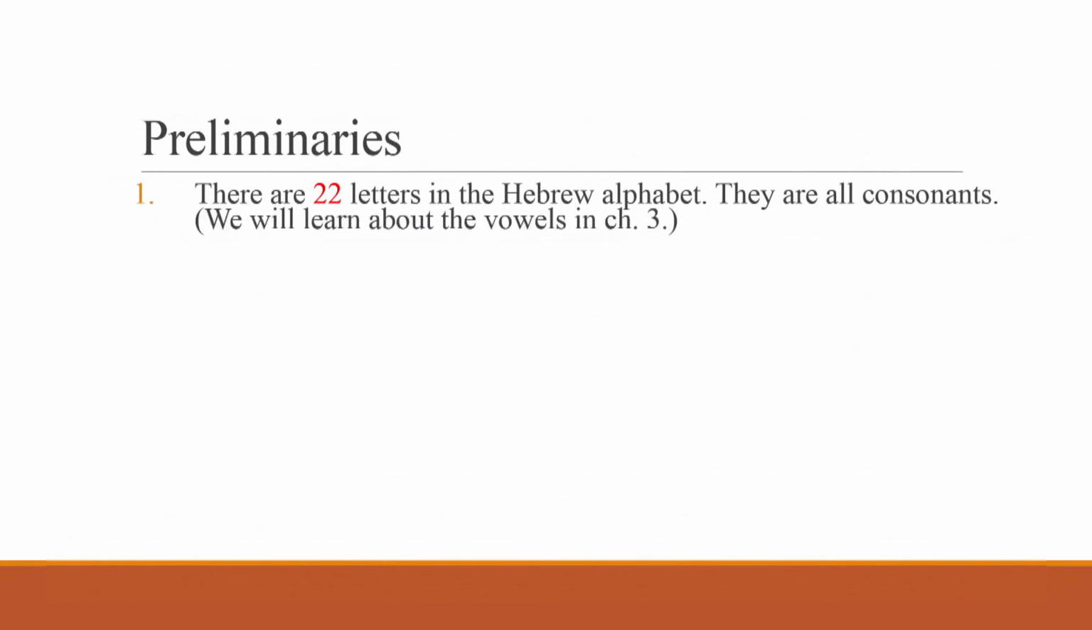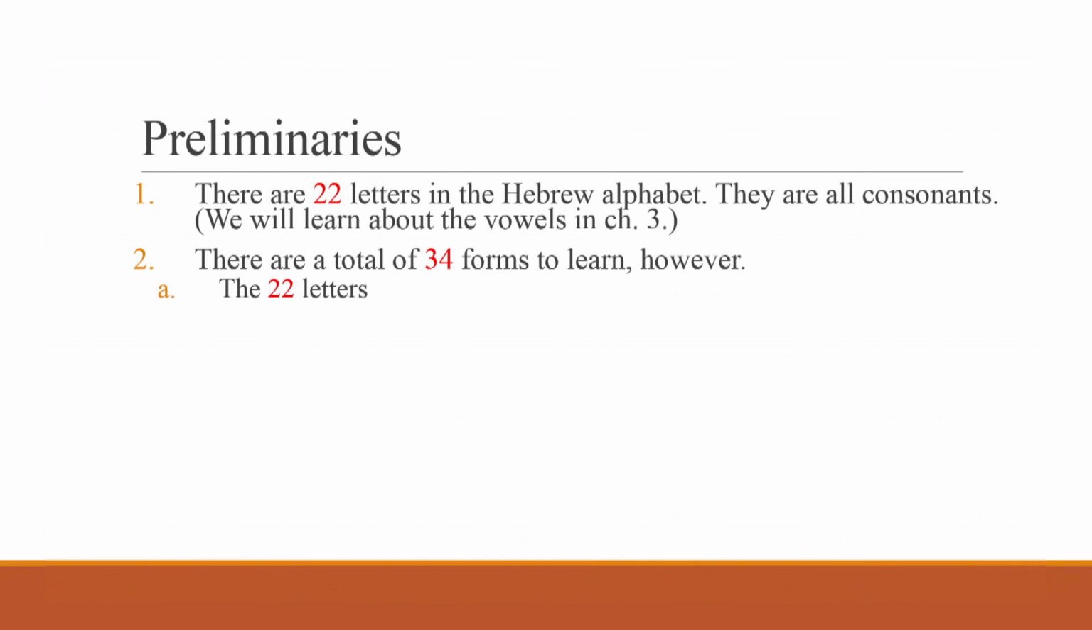Let's begin learning the shapes of the letters. Just in terms of first things, there are 22 letters in the Hebrew alphabet. They are all consonants. We're going to learn about vowels in chapter 3. There are 34 forms to learn, however. 22 letters, 34 forms.